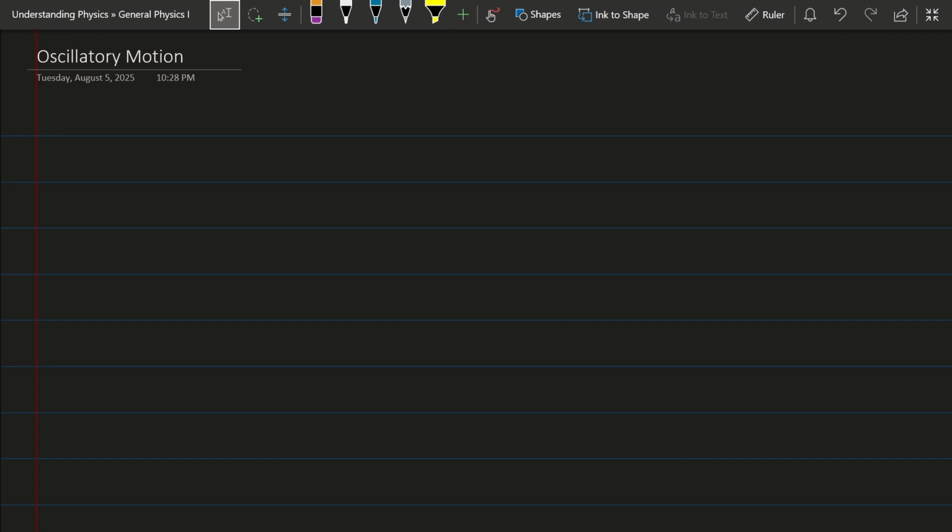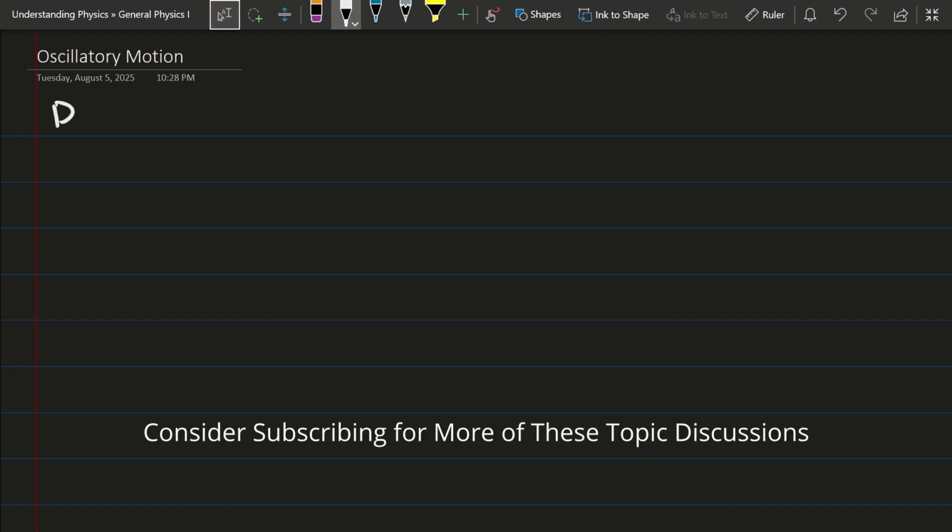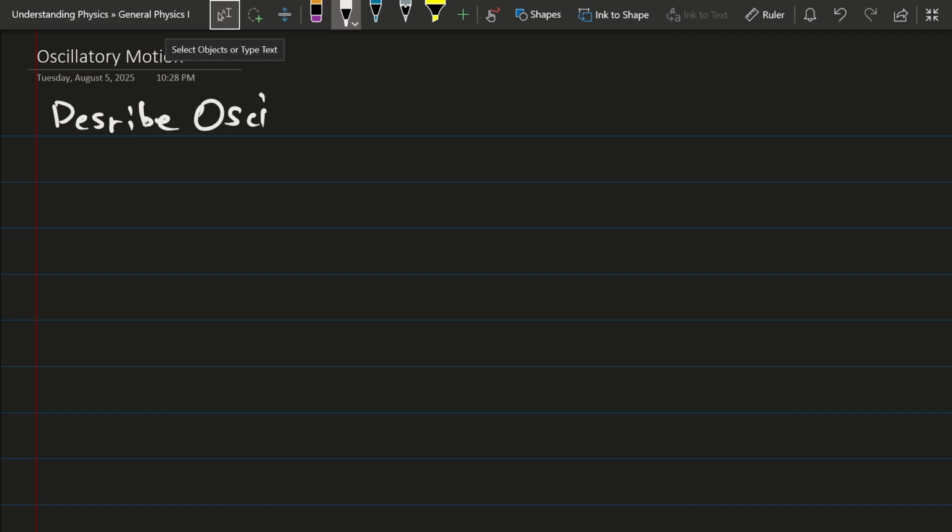So, without further ado, we should start to describe what is an oscillatory motion. The way that you describe oscillatory motion is by first trying to understand what oscillatory motion is. This is a motion in which it cycles back and forth. One of the examples is a pendulum as it goes back and forth, back and forth.